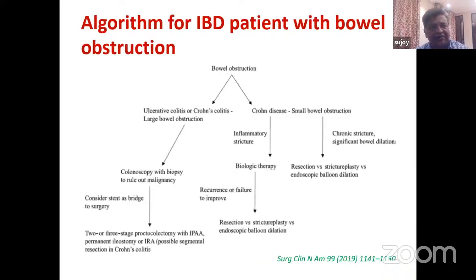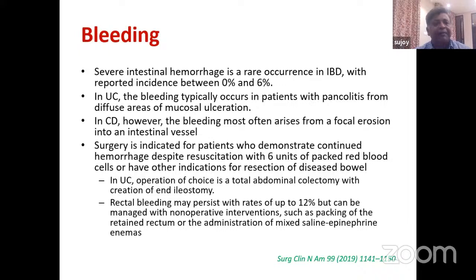Looking at the bleeding, the bowel obstruction, this is the algorithm. Ulcerative colitis, large bowel obstruction, colonoscopy with biopsy, considering stent as a bridge to surgery. Looking at bleeding again, not a very common occurrence, but when it does occur, those patients who typically require more than 5 to 6 units over a 24-hour period and the bleeding is not stopping despite the institution of therapy, are the ones who end up requiring surgery. There are two choices.